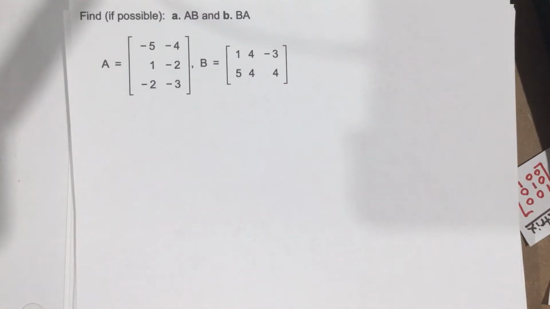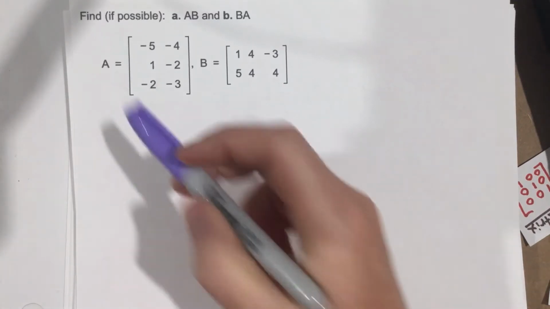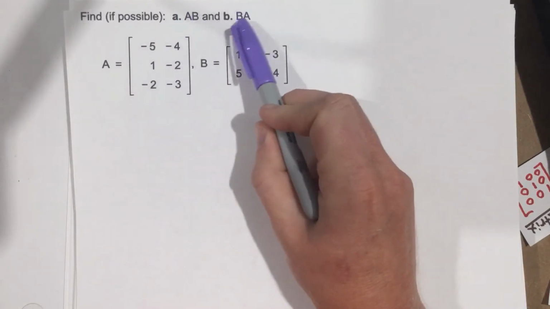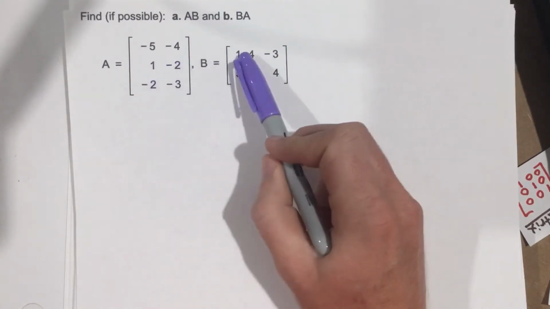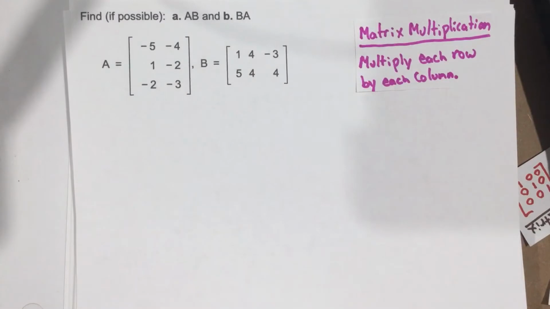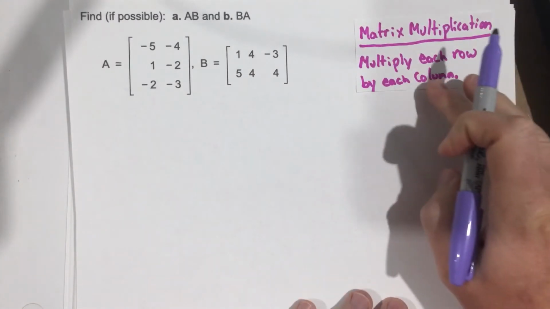This is problem number 5 from section 9.5. It says find, if possible, A times B and then B times A. And they give us two matrices to work with. Now, we know matrix multiplication. We multiply each row by each column.